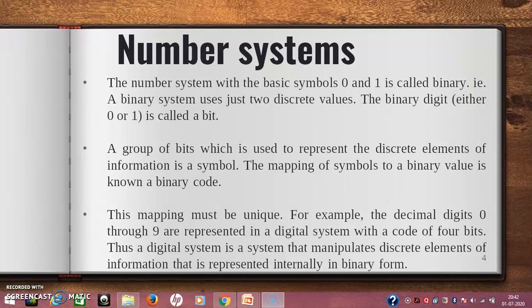A group of bits which is used to represent the discrete elements of information is called a symbol, and the mapping of these symbols to a binary value is known as a binary code. This mapping must be unique. For example, the decimal digits 0 through 9 are represented in a digital system with a code of 4 bits. Thus, a digital system is a system that manipulates discrete elements of information that is represented internally in the binary form.